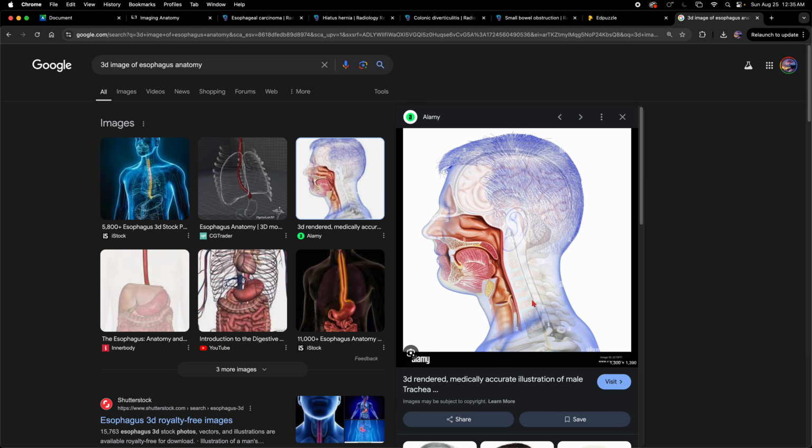Let's use this one. All right, so we can see the trachea in front, and you can feel the trachea in the front of your throat, right? And the esophagus is right behind it. And as you swallow, the epiglottis closes up the trachea to prevent food particles from going down, so you don't aspirate.